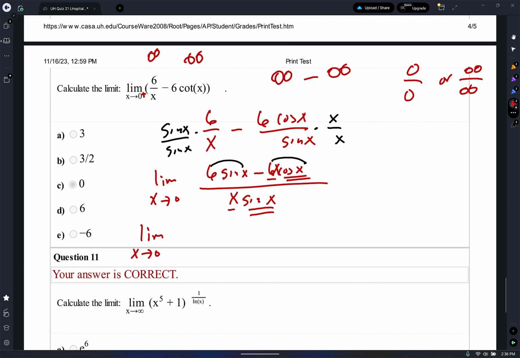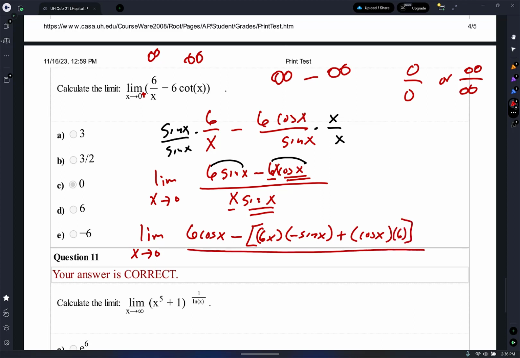All right, so the derivative of 6 sine x is 6 cosine x minus, and I'm just going to do a big bracket here. I'm doing product rule: first times derivative of the second plus second times derivative of the first, all over, and there it is.